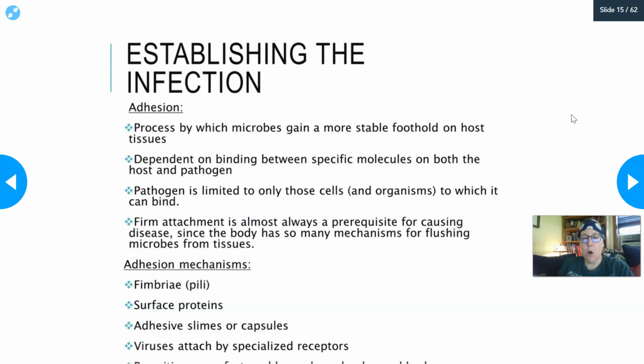A firm attachment is almost always a prerequisite for causing disease, since the body has so many mechanisms for flushing microbes from tissues. The adhesion mechanisms of microorganisms can be fimbriae and pili on bacteria, surface proteins, so again on bacteria, adhesive slimes or capsules, all those are on bacteria and stuff, and maybe amoebas and stuff like that. And then viruses can attach by specialized receptors. Worms and stuff can hook onto your skin.